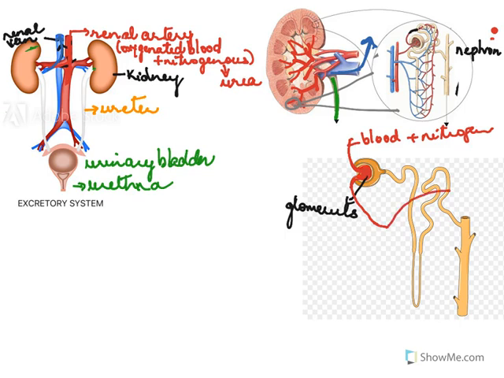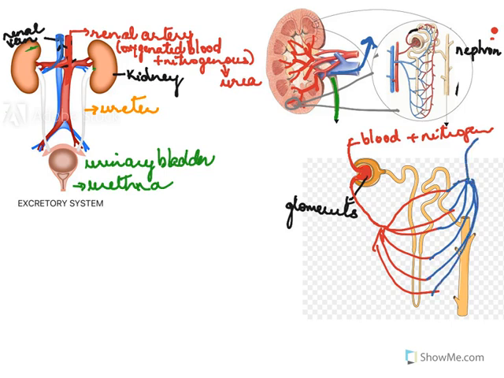It then forms like a network over this entire area. It covers. Why does it cover? We will see later. It forms like a network, and then after all the purification is done, it joins back again here, and it leaves as the vein, as the renal vein.